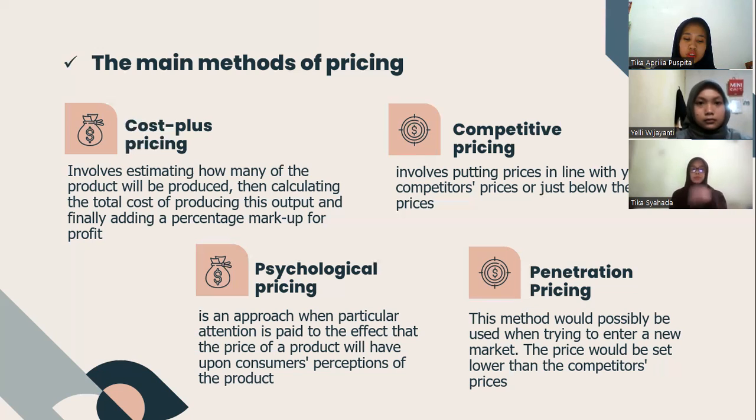For example, when a seller lists a price of 999,000, as a potential buyer, we will automatically think the price is around 900,000, not even a million rupiah.